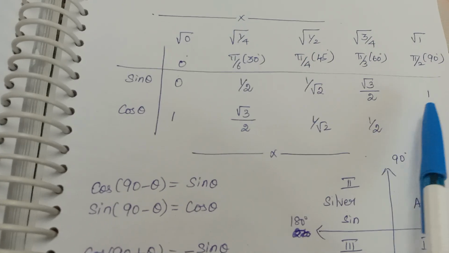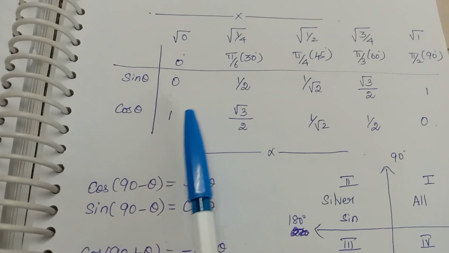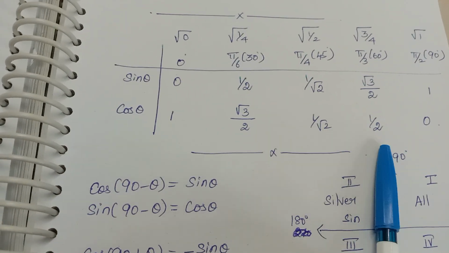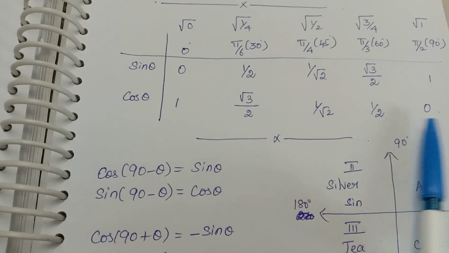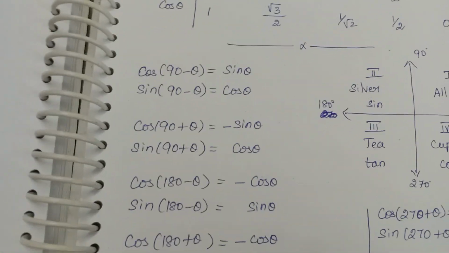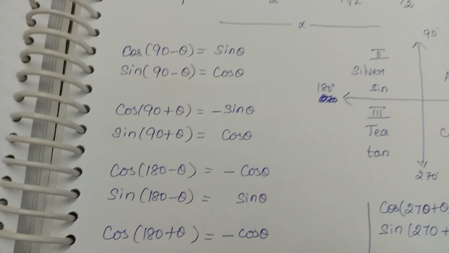And for cos, you have to write them in the reverse order. That is 1, root 3 by 2, 1 by root 2, 1 by 2, 0. Next, let's see some of the angle properties for cos and sine.